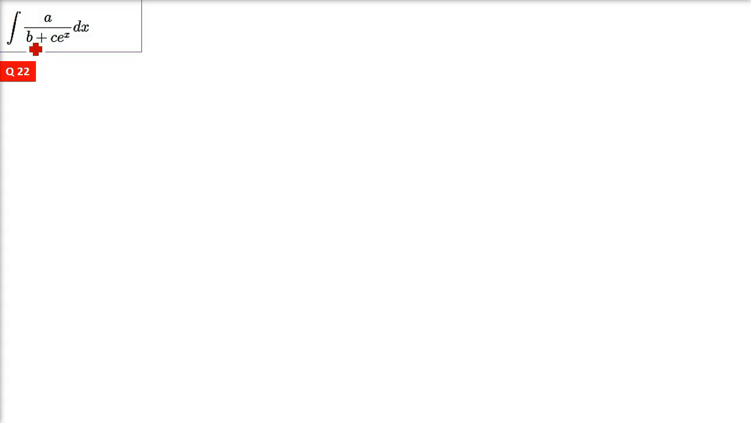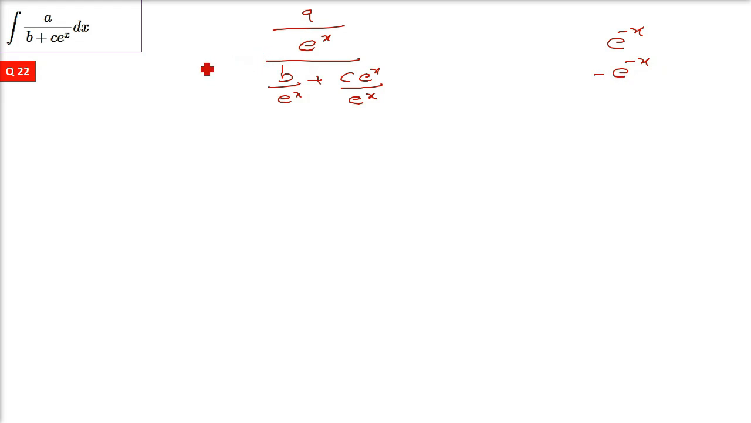Now there are a few questions of this same sort. Even if you write b plus c e raised x into some t, you won't get anything in the numerator. But one thing is very clear: when e raised x comes, the differentiation of e raised x is e raised x only. Integration also is the same. So I am dividing numerator and denominator by e raised x. When e raised x goes up, it will become e raised minus x, and there will be a negative also when you differentiate. So with this trick we are going to proceed.